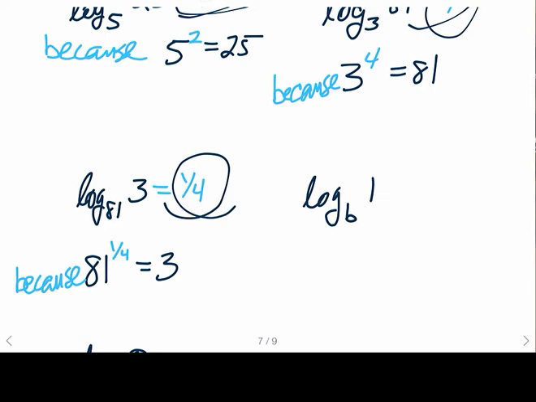Next we have something a little more abstract, log base b of 1. So the base is b. We're looking for the exponent, because a logarithm is an exponent, that gives me 1. And so b to the something is equal to 1. Remember, 0 is an exponent that gives me 1. And so log base b of 1 is 0 because b to the 0 is 1 for any base other than 0.